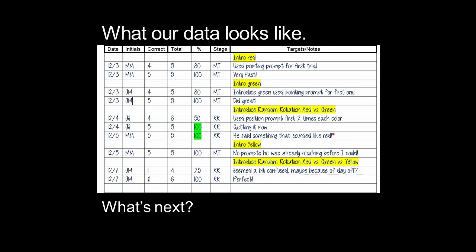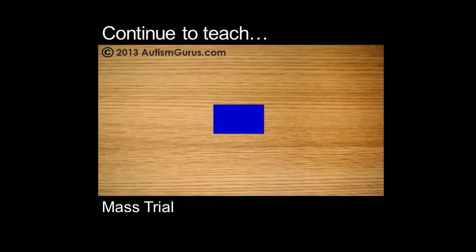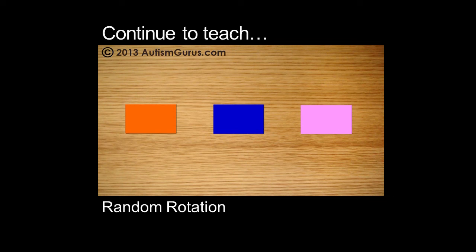What's next? After that, we would continue our mass trial and random rotation sequence until all the desired items have been mastered.